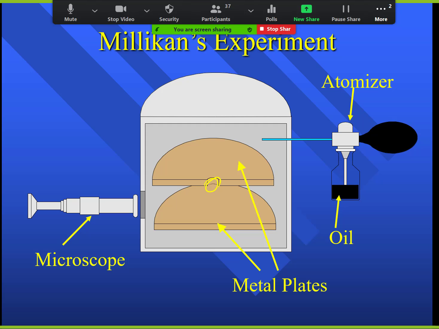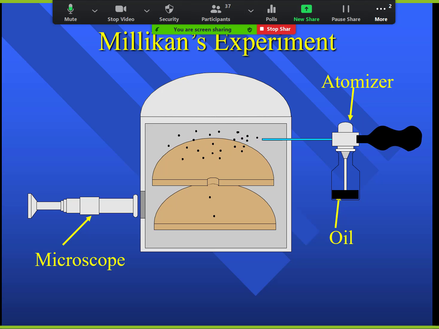So what's going to happen when you spray oil inside here? You're going to spray the oil, and that fine mist, a few of them are going to fall straight down through the hole. Those are the ones he wants. He set all of this up so he could get those oil drops to fall straight down and see them. That's the whole purpose of everything we've done so far.